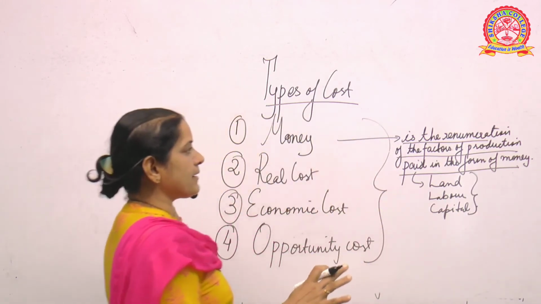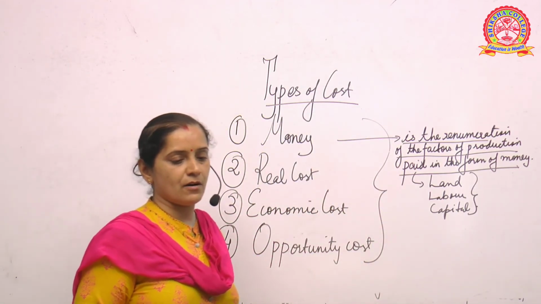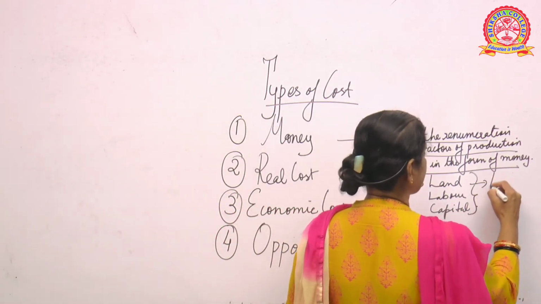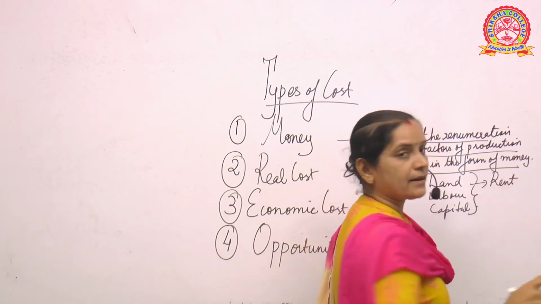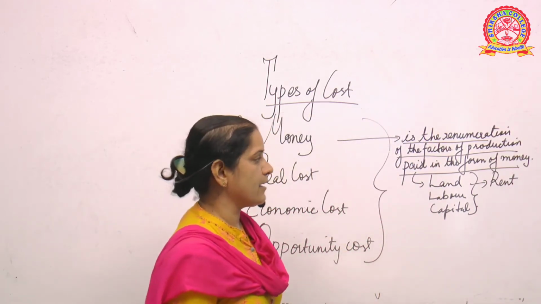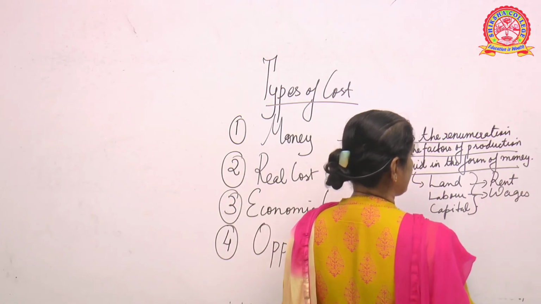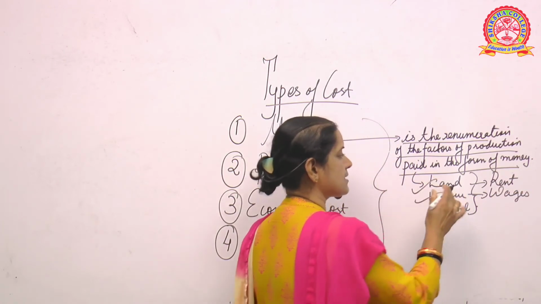So when we are paying remuneration of the factors of production, it is called money. Like for example, for land we are paying rent. Rent is paid for land. To labor, what we pay is wages. So this can be an example.